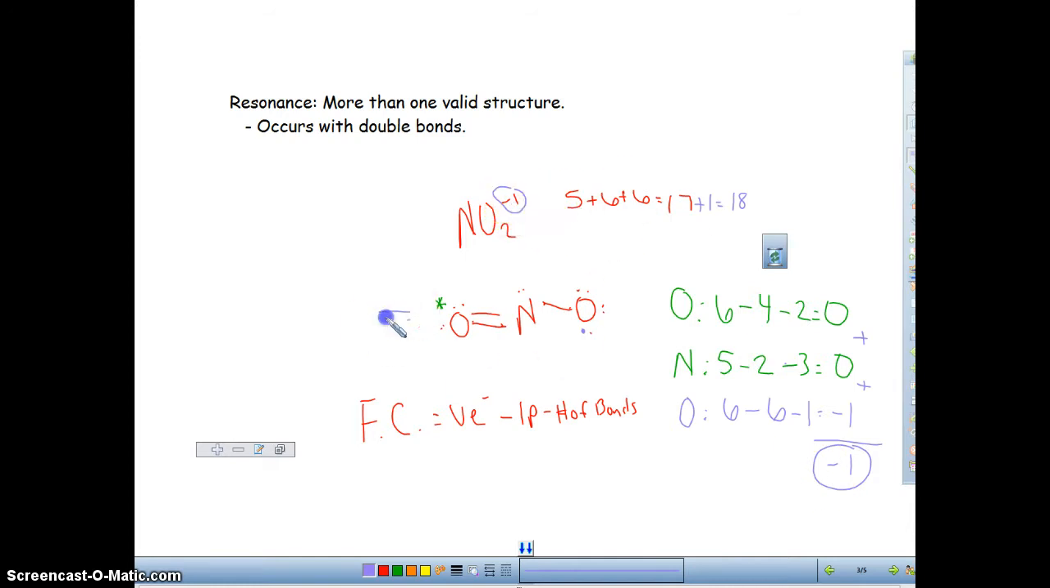Now, the resonance structure for this, basically you're going to take the double bond and shift it to the other side. So instead of me putting this electron here, I could have added it to this oxygen. That would not have mattered. So my other possible structure could look like this.